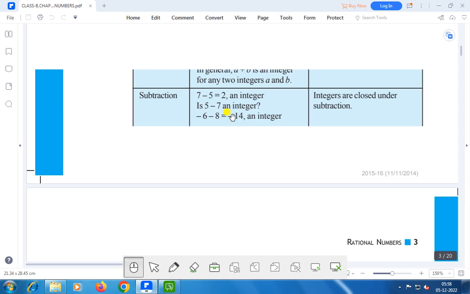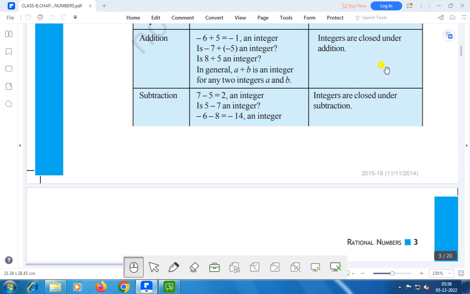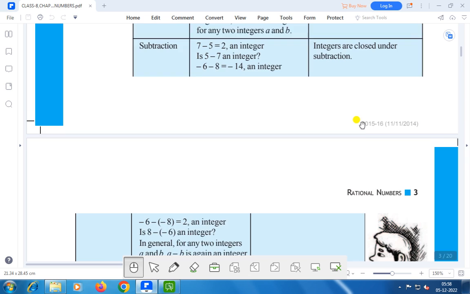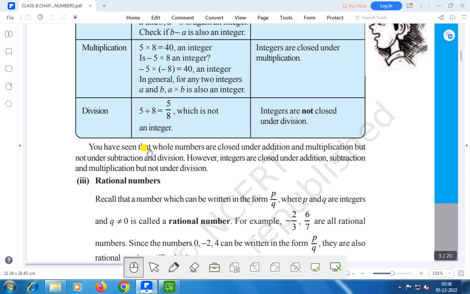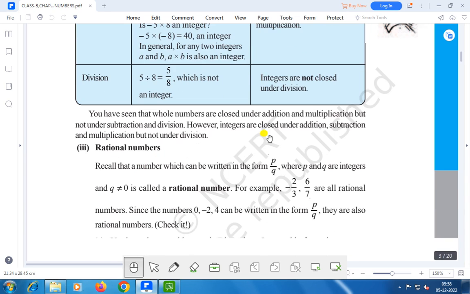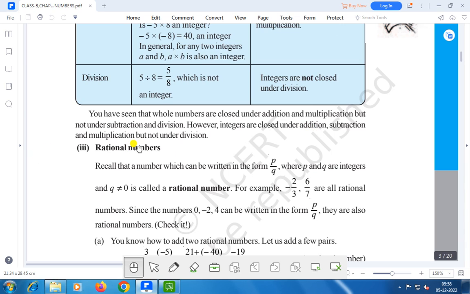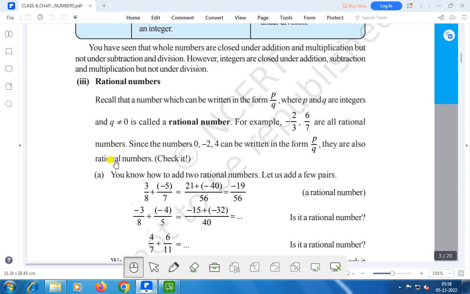The first one, that integers are closed under addition. Integers are closed under subtraction. Integers are closed under multiplication, but integers are not closed under division. You have seen that whole numbers are closed under addition and multiplication, but not under subtraction and division. However, integers are closed under addition, subtraction and multiplication, but not under division. Now we'll define rational numbers. Recall that a number which can be written in the form p by q, where p and q are integers and q is not equal to 0, is called a rational number.